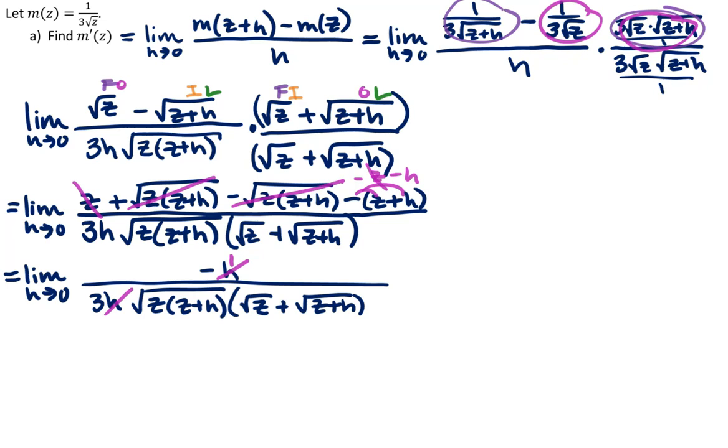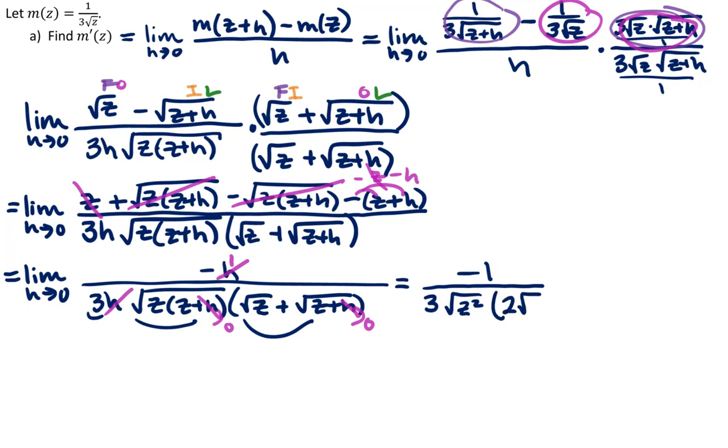It won't give me a 0 over 0 anymore, at least I hope not. So this is going to 0, and this is going to 0, which means, let's see if we can carefully collect it all. We have a negative 1 on top. I'm not writing the limit anymore because I finally took it. We have the 3 left in the bottom. And then this becomes the square root of z squared. And then this becomes the square root of z plus the square root of z, which is a 2 root z. Okay, so I think we can simplify a fair amount here.